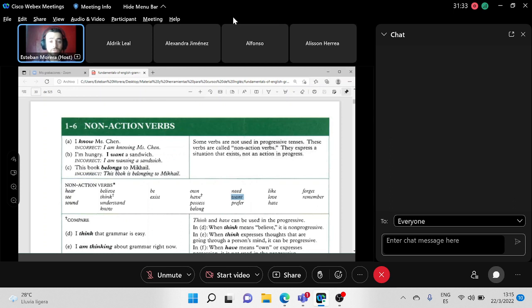This book belongs to Michael. Incorrect: this book is belonging. So we don't say belonging. We don't use ing in this case because belong is an example of a non-action verb.